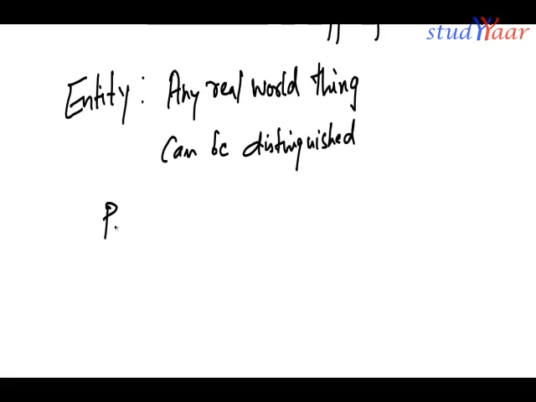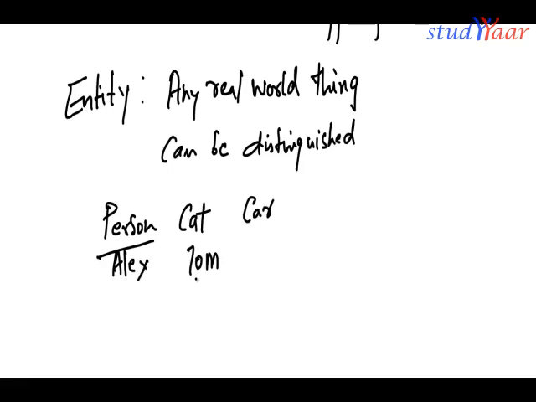A person, say Alex, that's an entity. A cat, say Tom, that's an entity. A car, say Toyota Prius, that's an entity. So anything can be an entity if it can be distinguished.